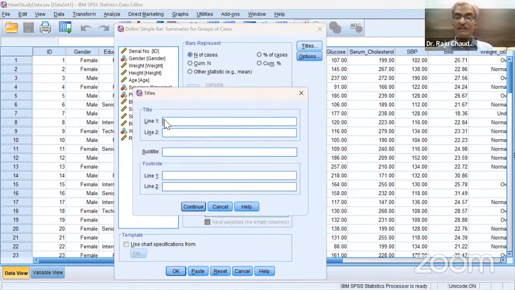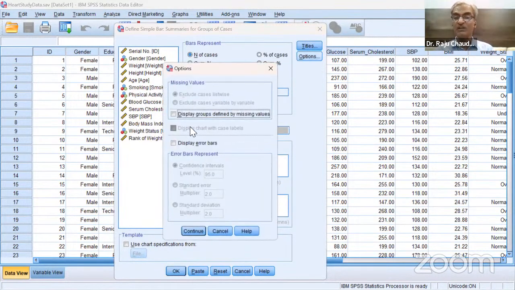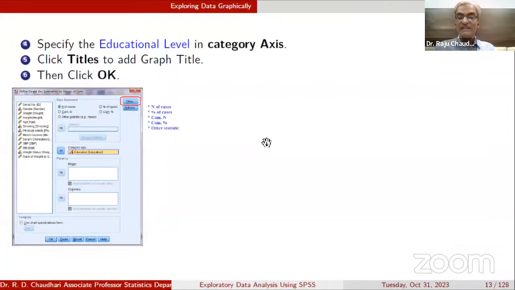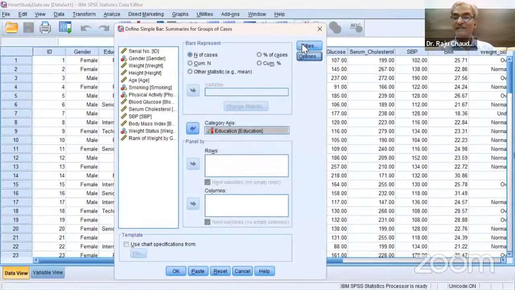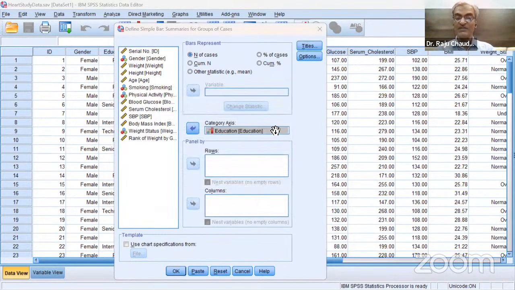When I click here, I can give the title, the subtitle, and the footnote. Similarly, if you click on the options, it will display all possible options. So this is how we can select the variable. Then click on the title to add the title. Here you can add the bar chart for education label. So this is how we can assign the title for the chart.